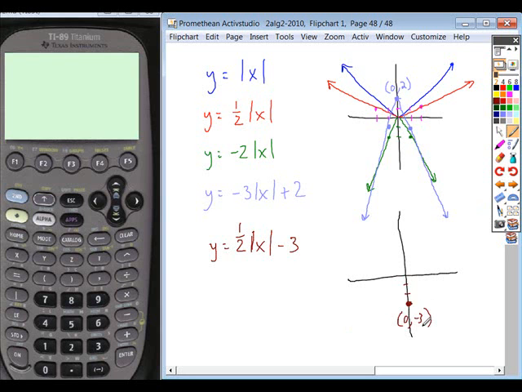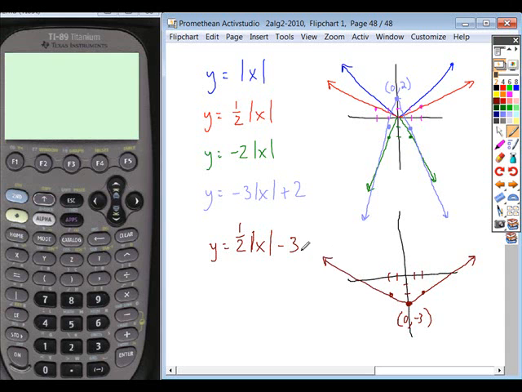My slope is 1/2. So I'm going to go up 1 over 2 in each direction. So up 1 over 2. And then just connect those. Okay. And so that's my equation, or that's my graph. I've completed the transformation. Rick, question on this? Good.